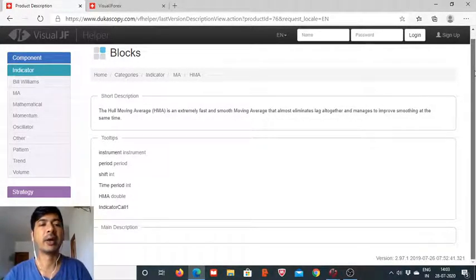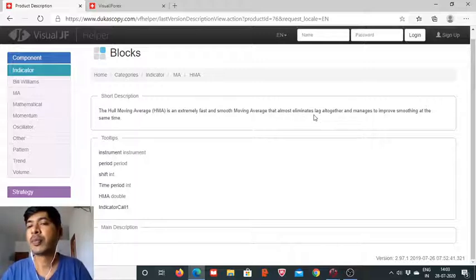We will see its brief description and its utility, the functions. If we see this short description, this is an extremely fast and smooth moving average, and it eliminates the lag to a large extent, and also it manages to give us a smooth curve. So that is the utility of this Hull moving average.